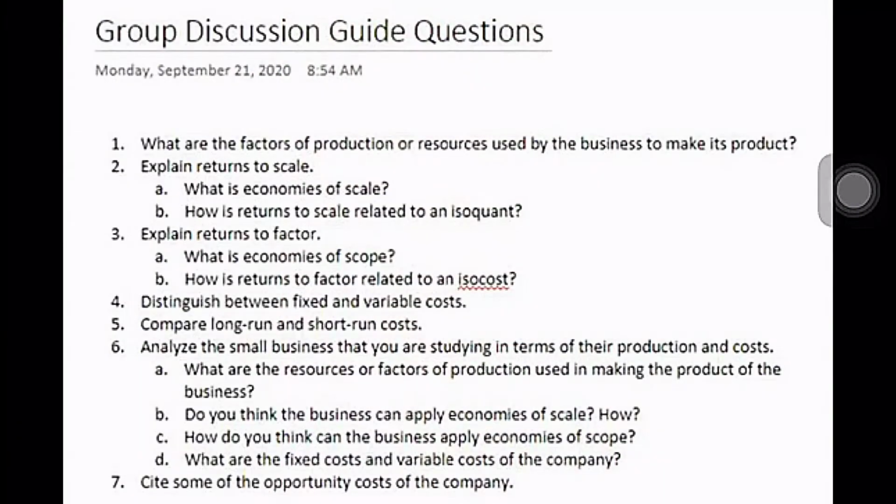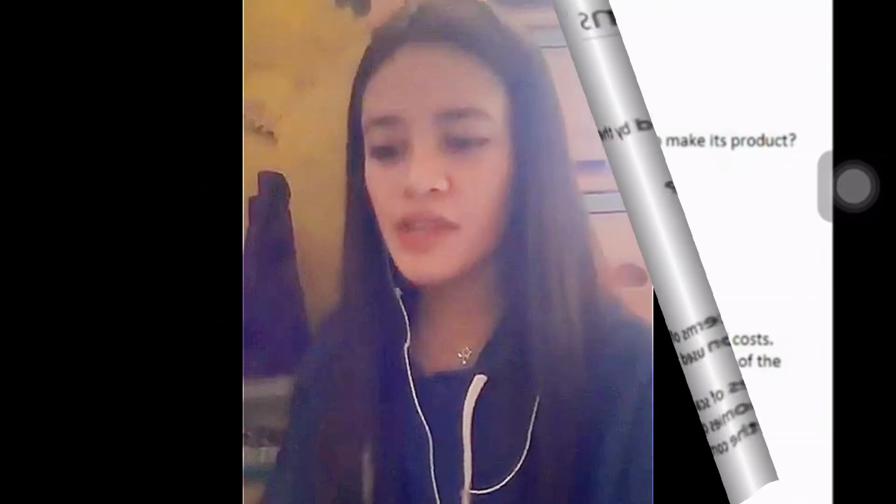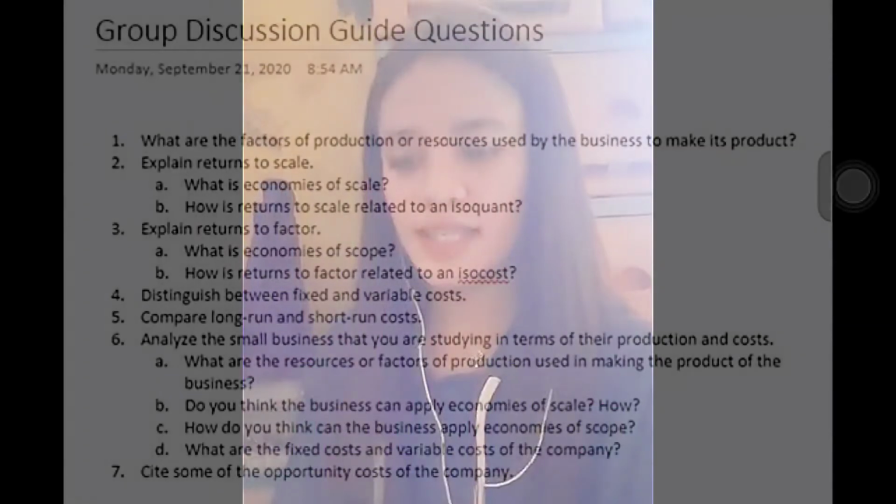Number 2. Explain returns to scale. Returns to scale describe what happens to long-run returns as the scale of production increases, when all input levels, including physical capital usage, are variable and able to be set by the firm. A. What is economies of scale? Economies of scale show the effect of an increased output level on unit cost. Returns to scale focus only on the relation between input and output quantities.